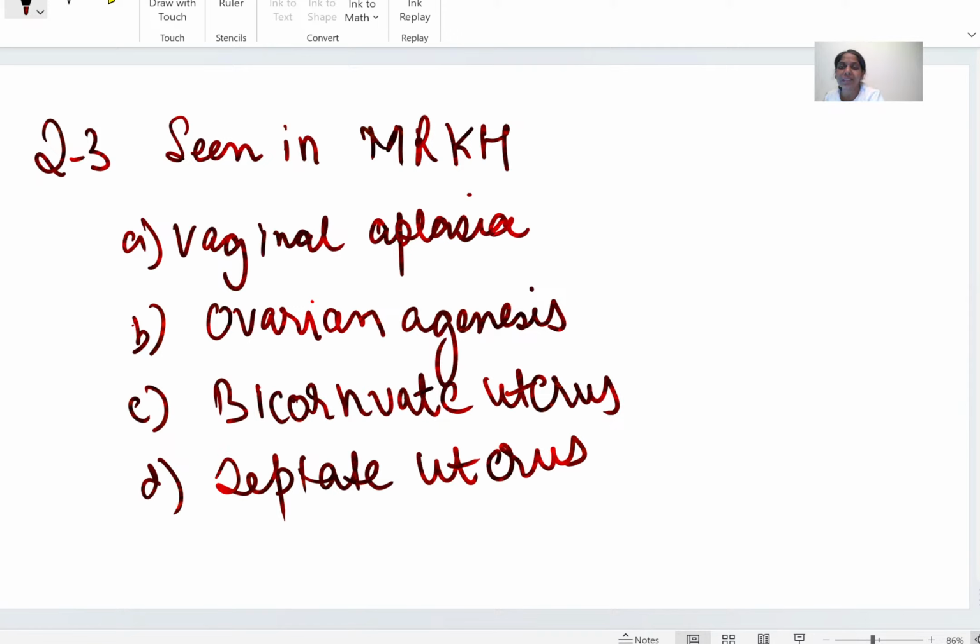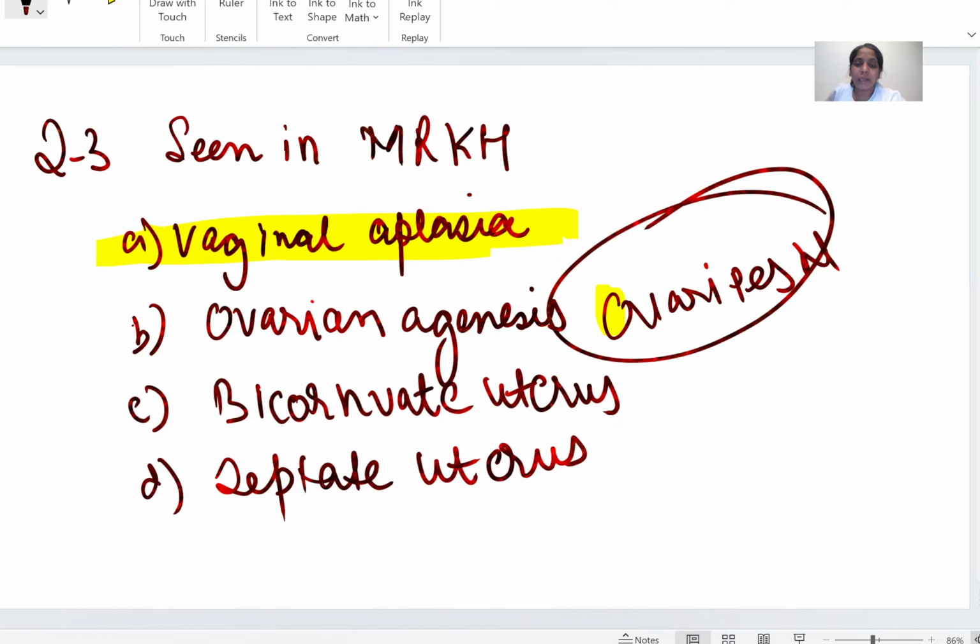Vaginal aplasia. Yes, it is right. It is vaginal aplasia. Ovarian agenesis is not seen. Very good. Ovarian agenesis is not seen, Dr. Sabri. Ovaries are perfectly normal. Biconvate uterus is not seen, and separate uterus is also not seen. This is seen in Mullerian anomalies.